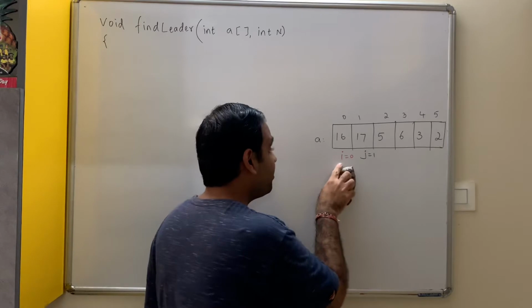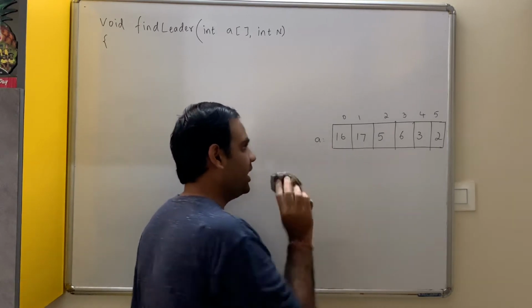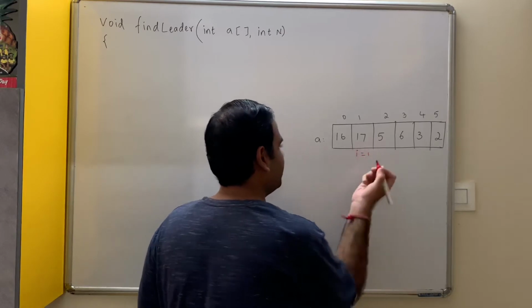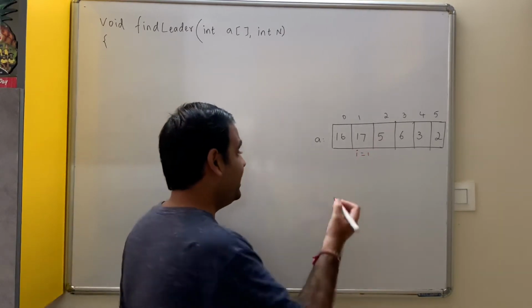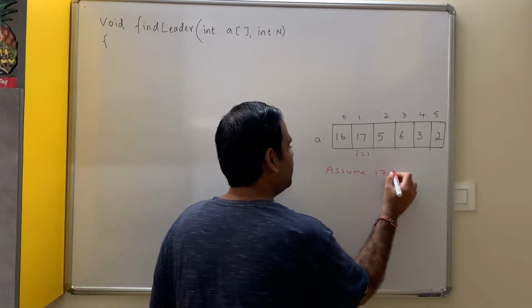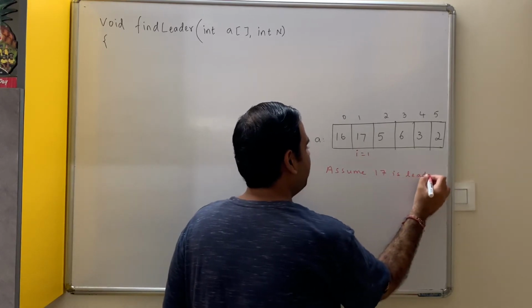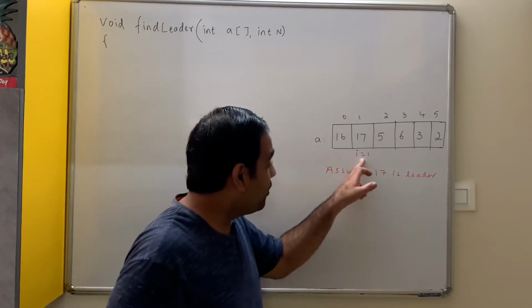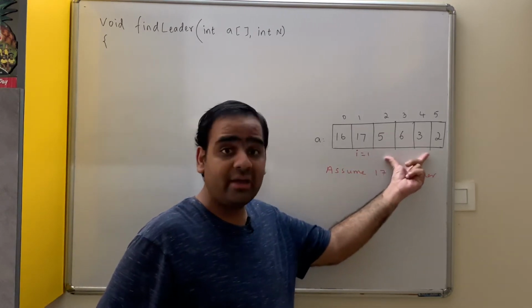Now i represents the current element. Now let me say i is equal to 1. That means you have to do i plus plus. And again we assume 17 is leader. That is how we begin. I have to make some assumption, and I assume 17 is leader. Now for i equal to 1, I have to search on the RHS subarray.